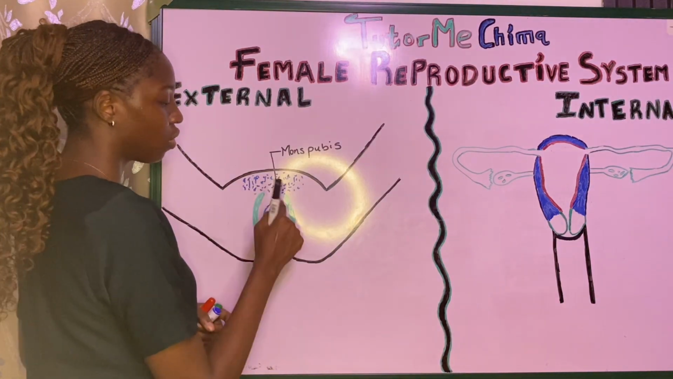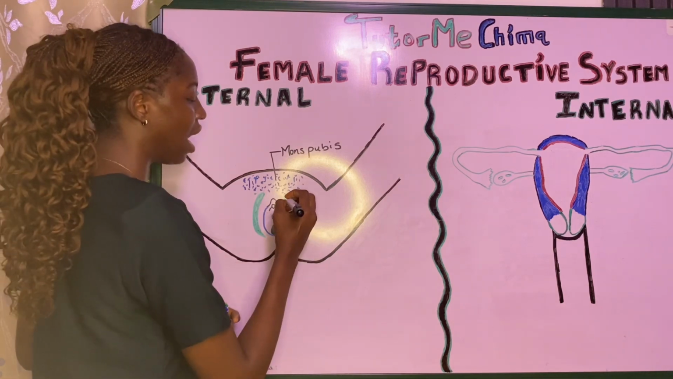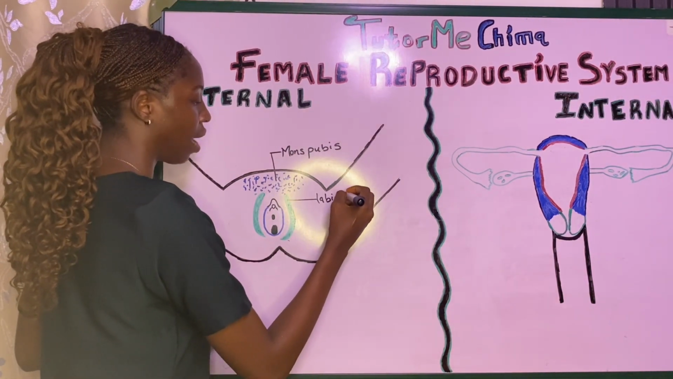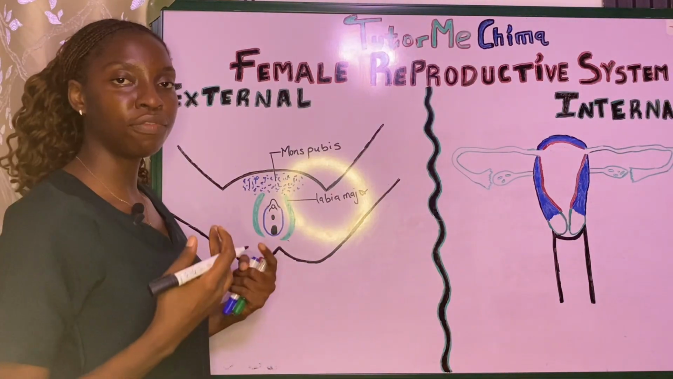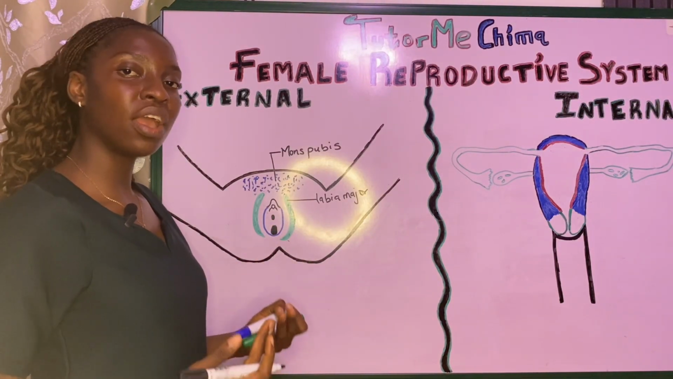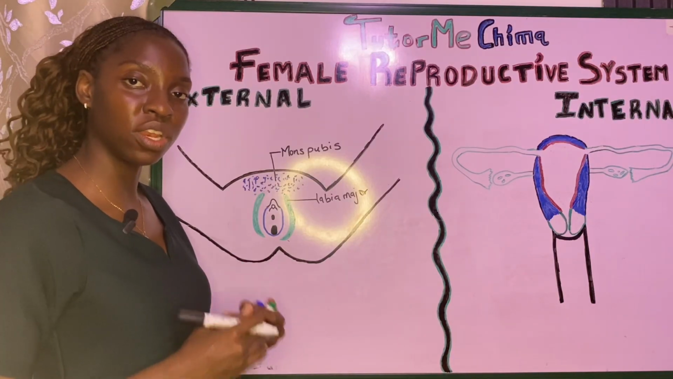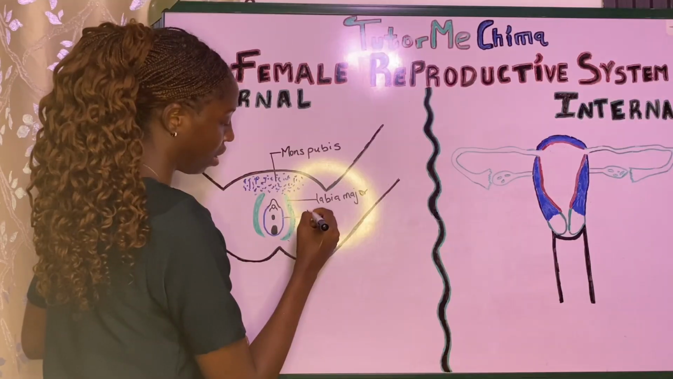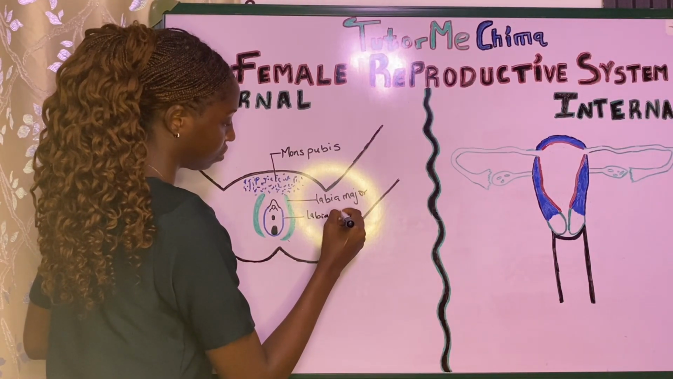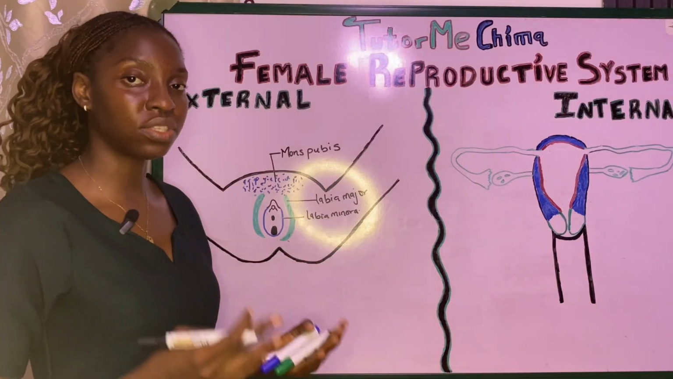Now, the next thing you can see, this green structure here, is actually called the labia majora. What do I mean by the labia majora? The bigger lips in the external female genitalia. Then we have the smaller lips of the external female genitalia. The smaller one is called the labia minora. In the labia minora, we have what we call the vestibule.